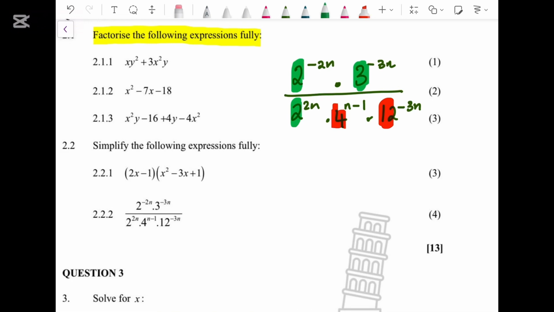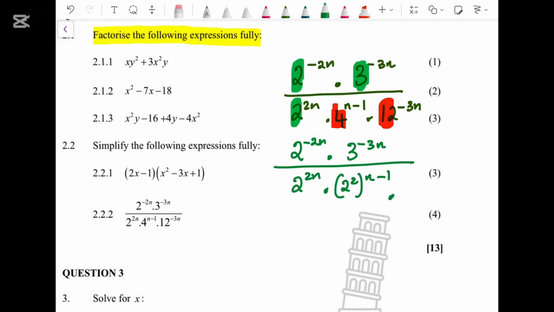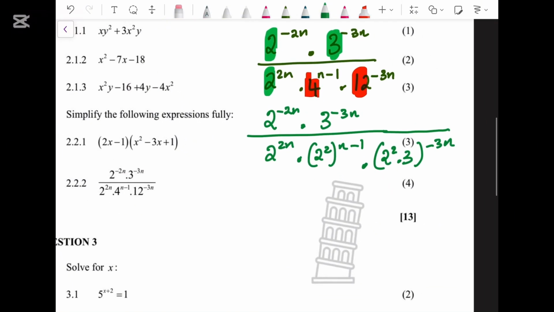So we have 2 to the exponent negative 2n multiplied by 3 to the exponent negative 3n, all divided by, we have 2 to the exponent 2n multiplied by, now what is 4? 4 is the same as 2 squared to the exponent n minus 1 multiplied by 12 is the same as 2 squared multiplied by what? Multiplied by 3, all to the exponent negative 3n. And then we are going to remove these brackets.